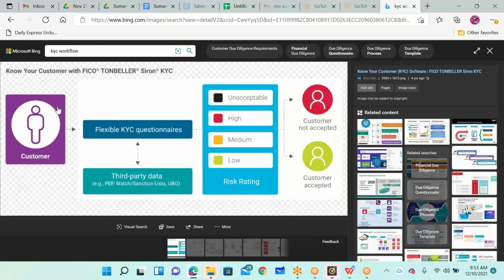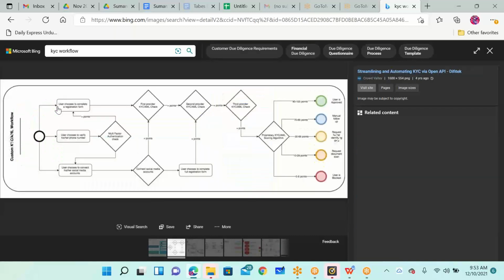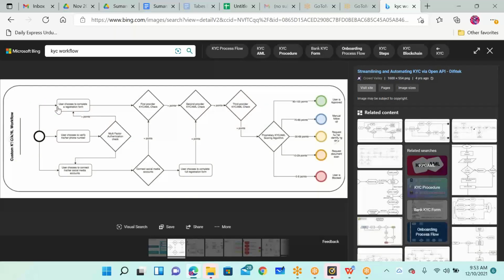So if they find after EDD that this customer is risky, then they put this person through more rigorous checks and monitoring, and they create alerts for this particular customer to monitor his transactions and his activity, whatever he's doing in his account. Good. And they review it every year.